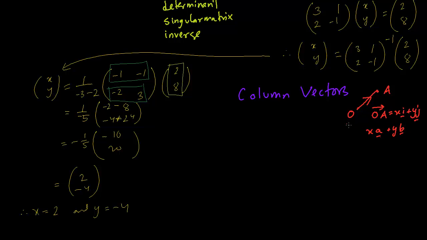Now if you have a point x, y, and suppose that point is A, you can also express the vector OA in the column vector format, and it is written with a matrix that has only one column. That's called the column vector. So it is a matrix with one column.